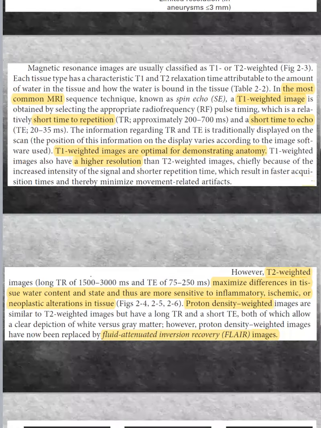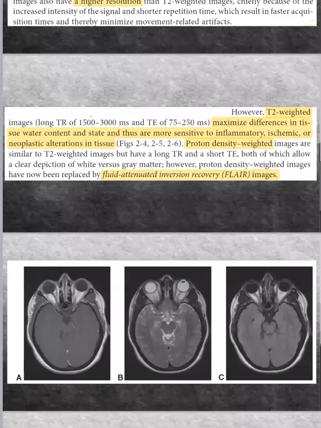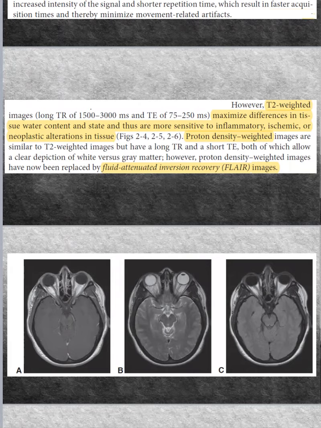That is because it has shorter time to repeat and shorter time to echo, and this will get more and more scans per second, and this will give me higher resolution than that of T2. But T2 will be sensitive to alteration in water content, so it is important in this; it will give me hyperintense signal in the vitreous, by the way.